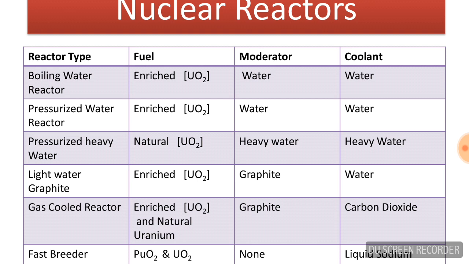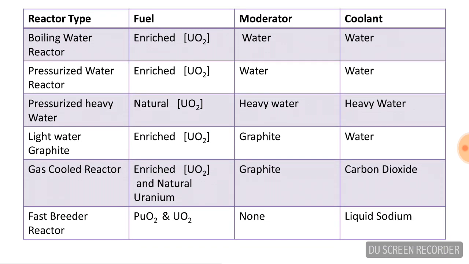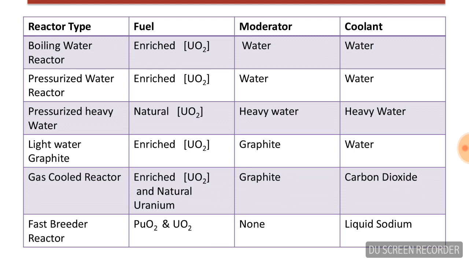Let us quickly see this chart. You can see the boiling water reactor and the pressurized water reactor both use enriched uranium. In the fast breeder reactor, the last one, plutonium dioxide and uranium dioxide are used as fuel, and there is no moderator. In the pressurized heavy water reactor, we are basically using natural uranium dioxide. Moderator is heavy water and coolant is heavy water. You can pause the video and jot down the following details.